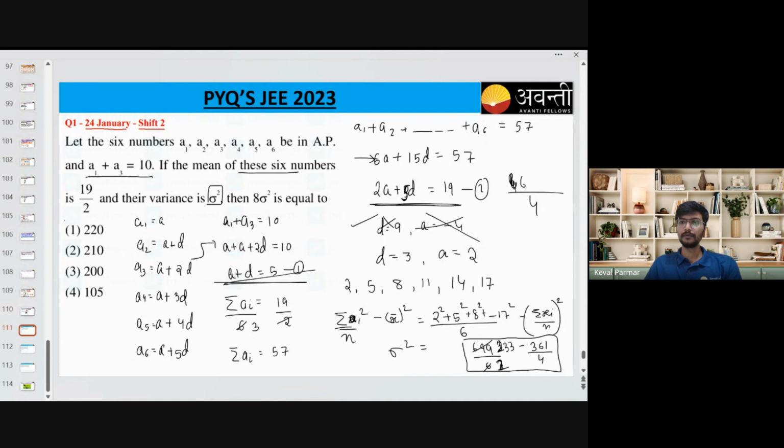699 by 2 minus 361 by 4, which comes to 1005 by 4. This is the value of sigma square. We want 8 sigma square. So 8 sigma square will be 105 by 4 into 8, which is 105 into 2, which is 210. So my answer is option number B, 210.